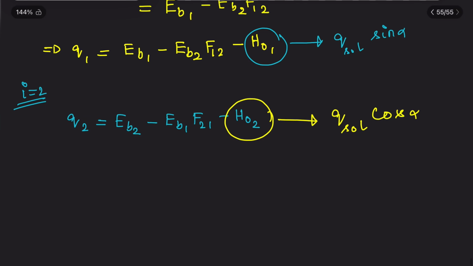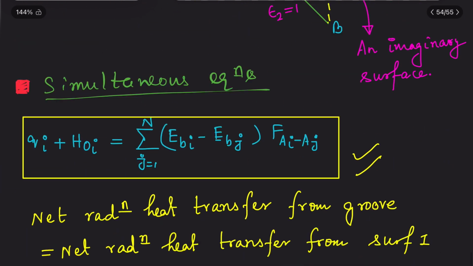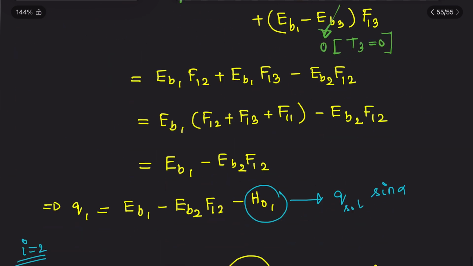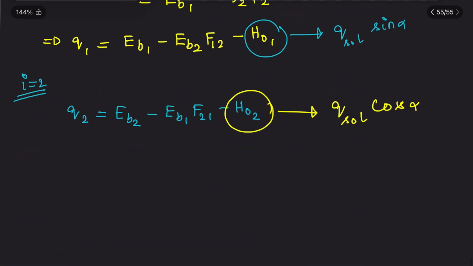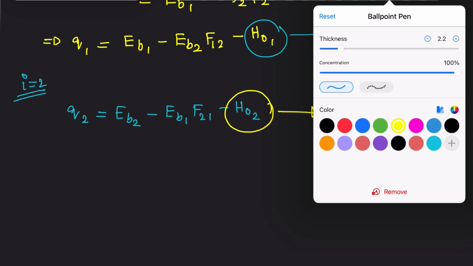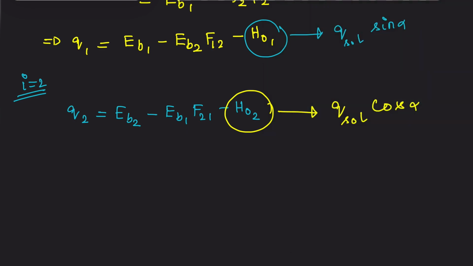Now see, I have already told you that T1 equal to T2 equal to T. That means I can write all these things, let me take another color, so I can write all these things, this and this, as sigma T to the power 4. All these 4 quantities, right?